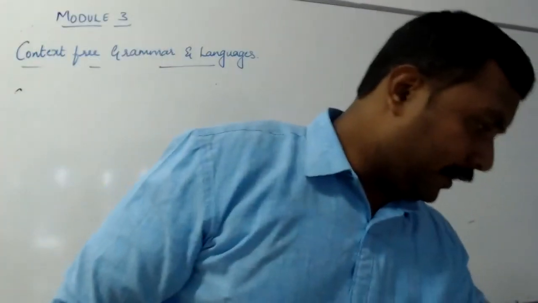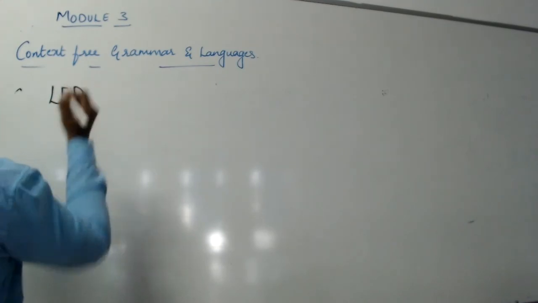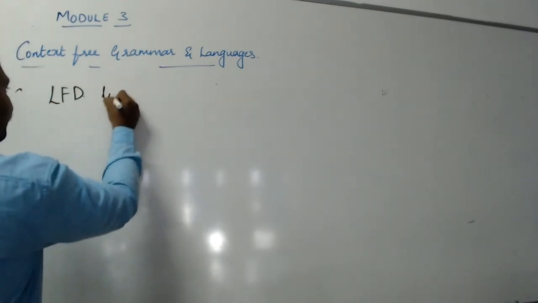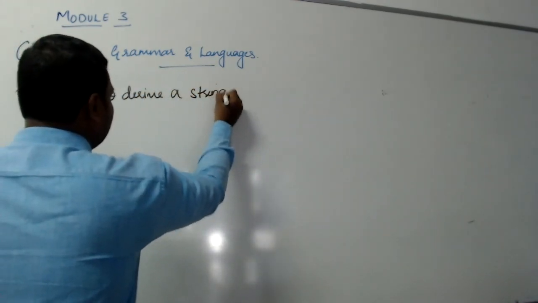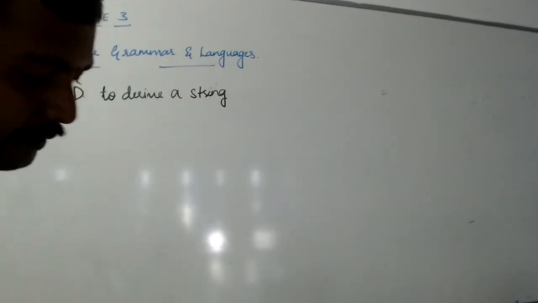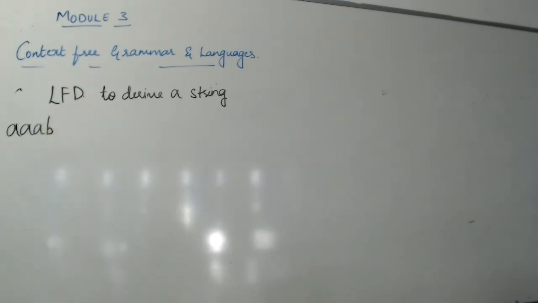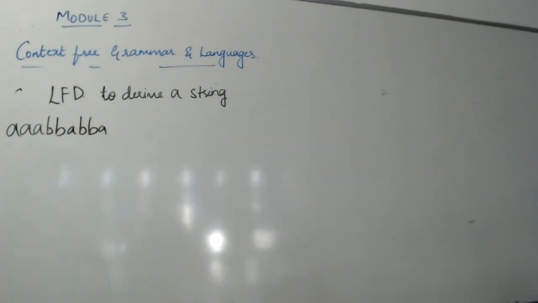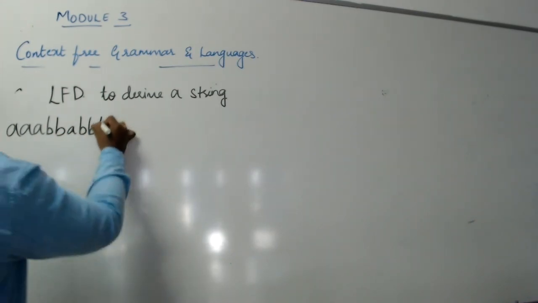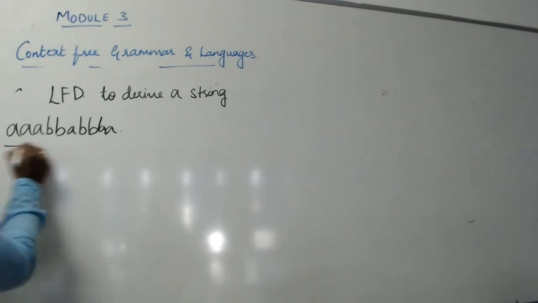Okay, take down. Obtain a leftmost derivation to derive the string AAABBABBBA. Right? So derive this string using the grammar.